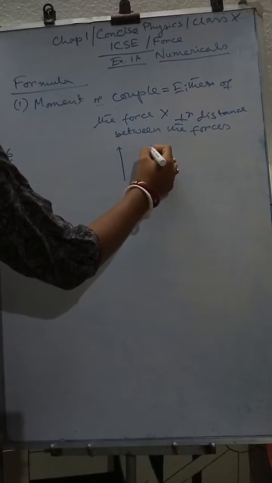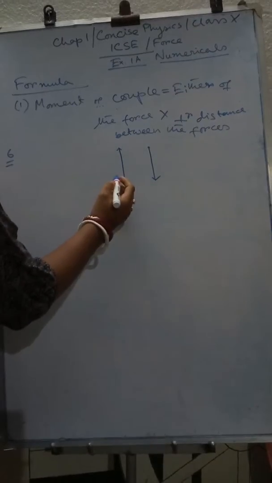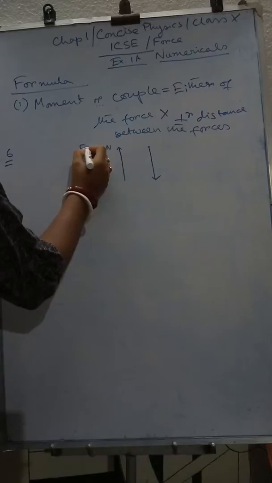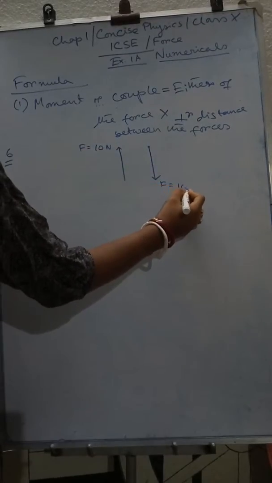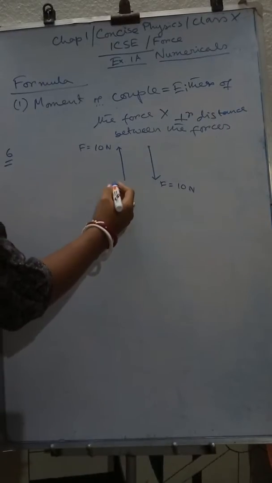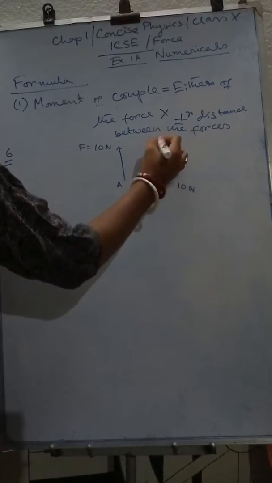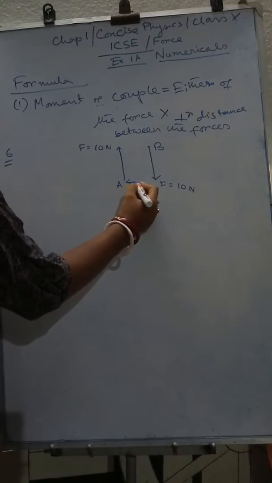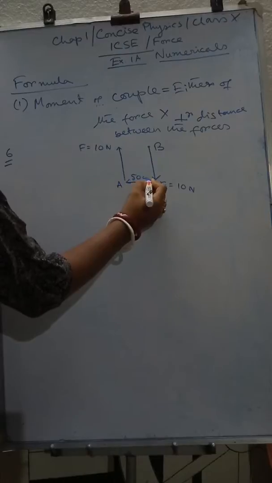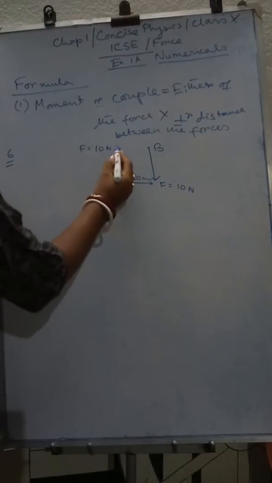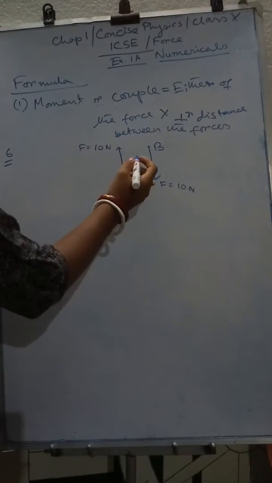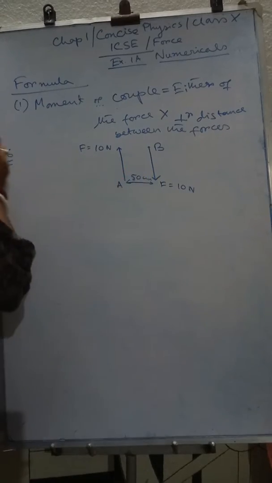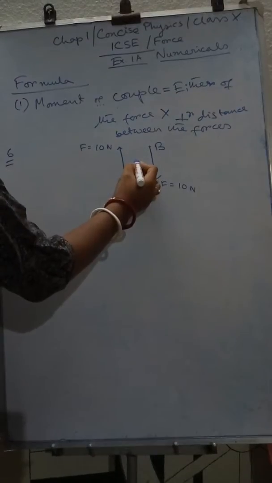Here a diagram is given which shows that two forces, each of magnitude 10 Newton, acting at A and B at a separation of 50 centimeter in opposite directions, and we have to find the resultant moment of two forces about the point A, B and the point O, which is situated exactly at the middle of the two forces.